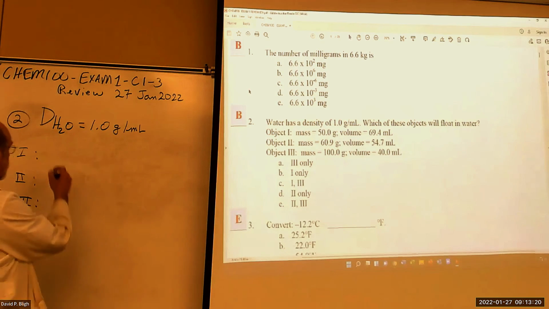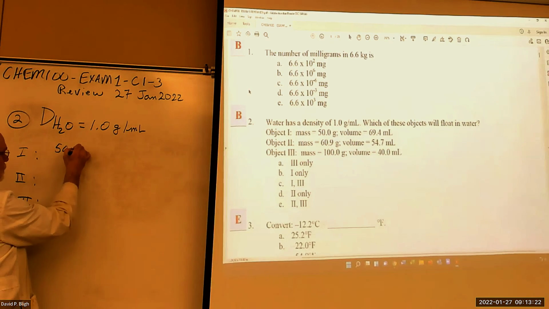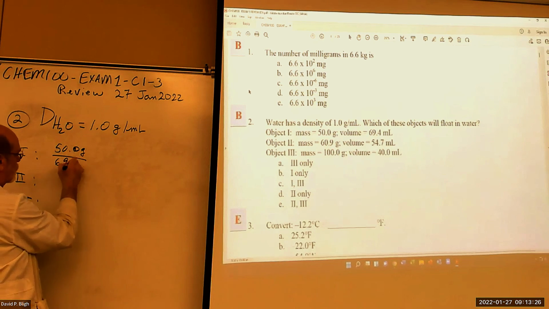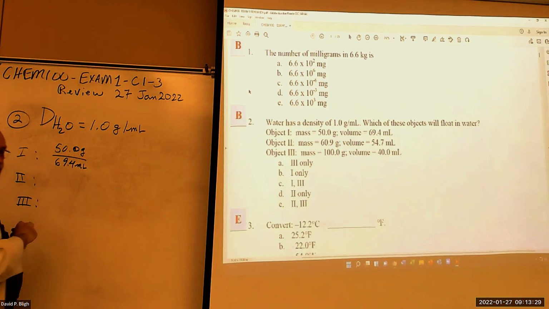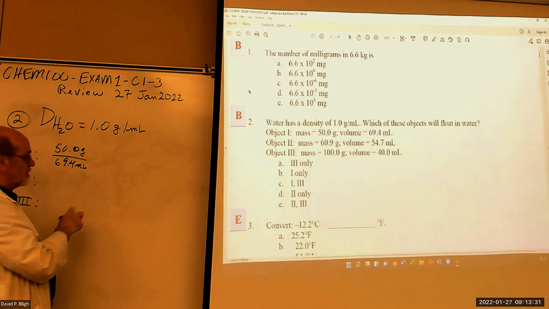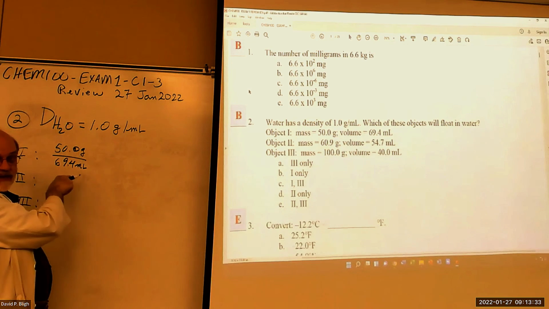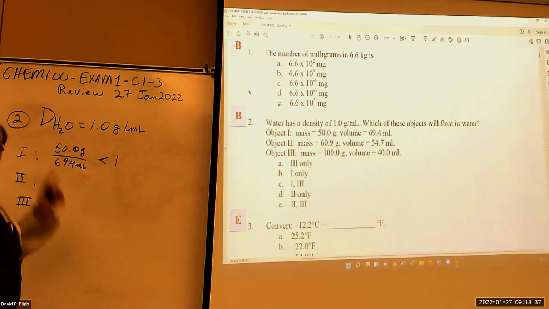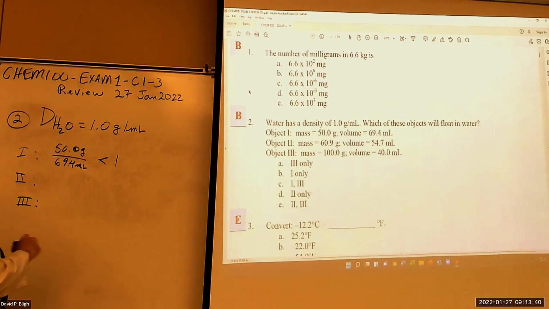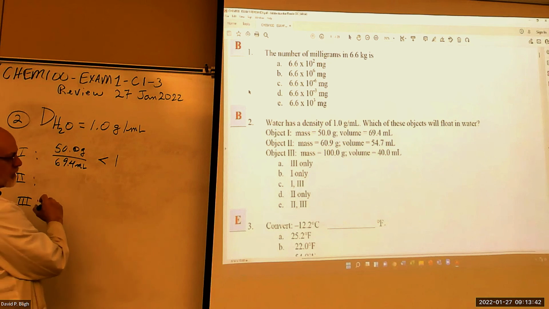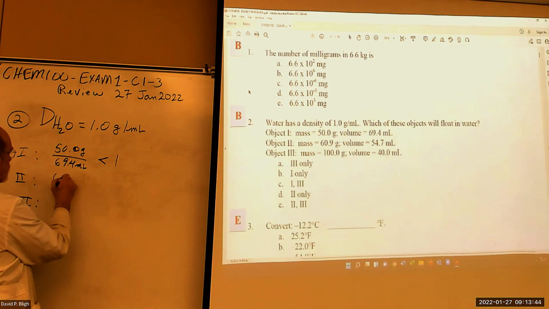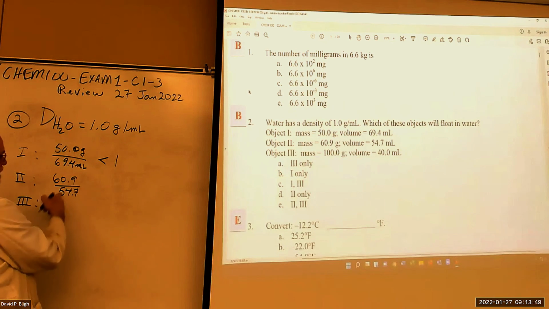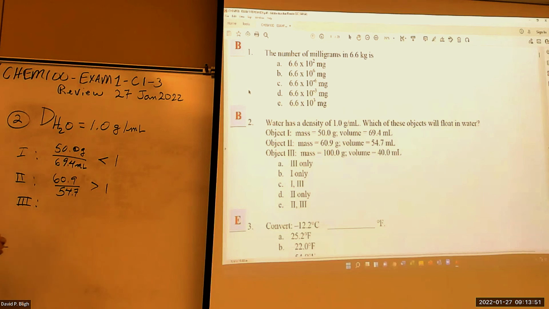So for the first one, mass per volume of 69.4 milliliters is what? It's less than 1, isn't it? Right? 50 is smaller than 69. We know that one will float. How about the next one? 60.9 over 54.7. That's greater than 1. It'll sink.